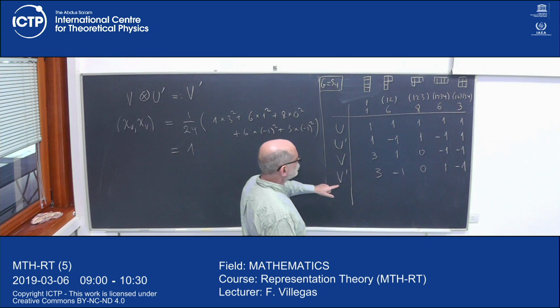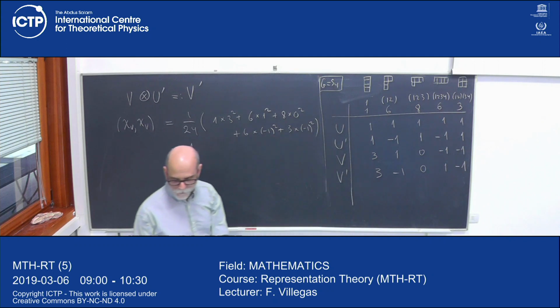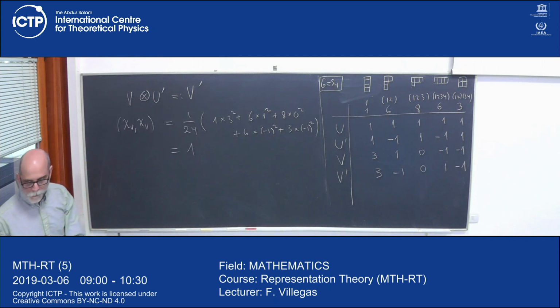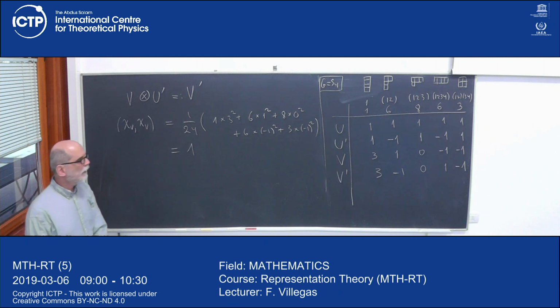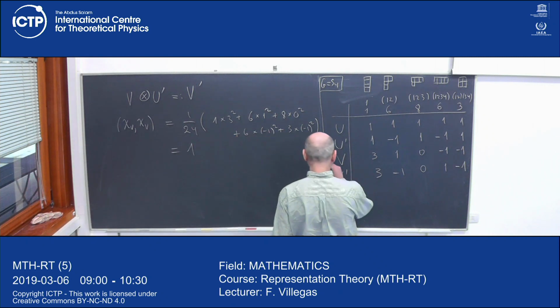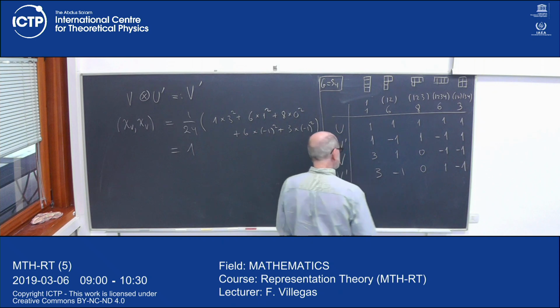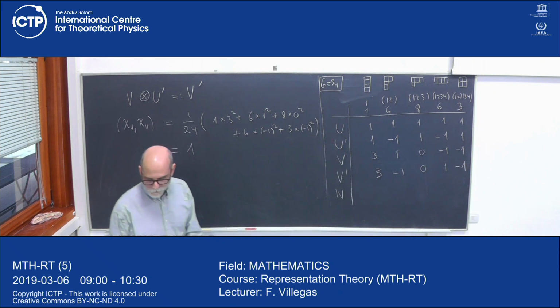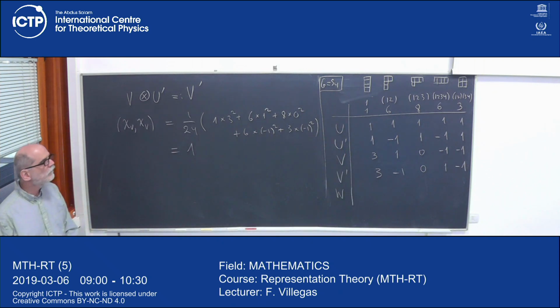In a certain sense, we can figure out what the character of the missing representation is without knowing what the representation actually looks like. So for example, you can tell me what is the dimension of the missing representation. And how do we know, in fact, that we're missing one? For all we know, this group has only 4 irreducible representations. How do we know 4 is not all of them, and what is the dimension of the missing one?